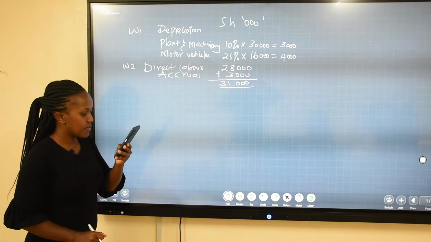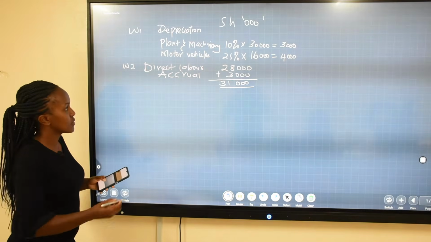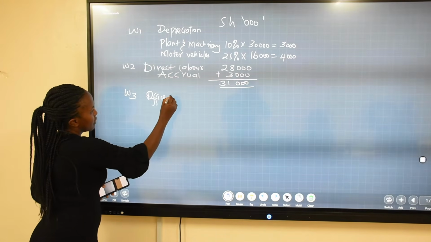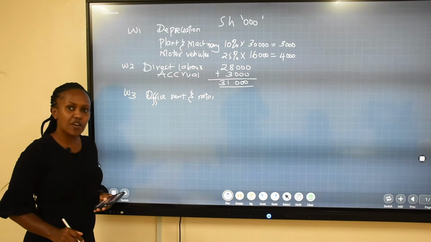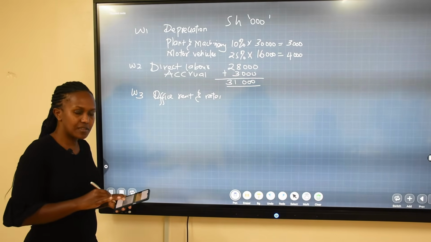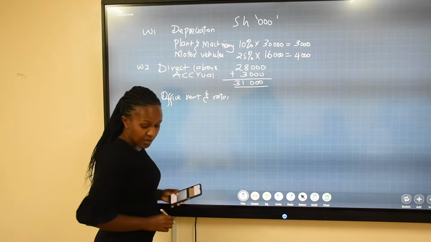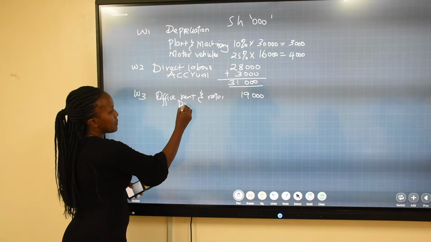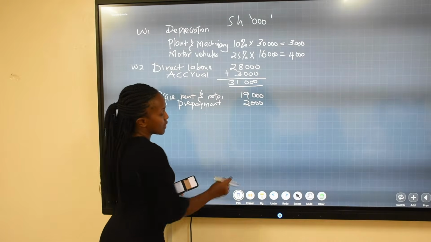Then we are told further that office rent and rates are prepaid by an amount of 2 million. So again, this leads us to working number 3, office rent and rates. We are being told the amount in the trial balance includes a prepayment, meaning it includes an amount already paid for an expense not incurred. So the amount in our trial balance of 19,000 includes a prepayment of shillings 2,000.